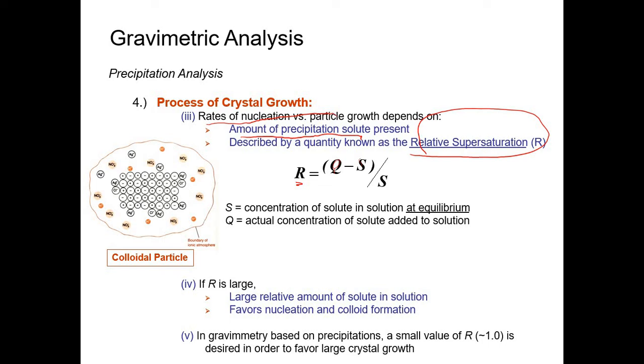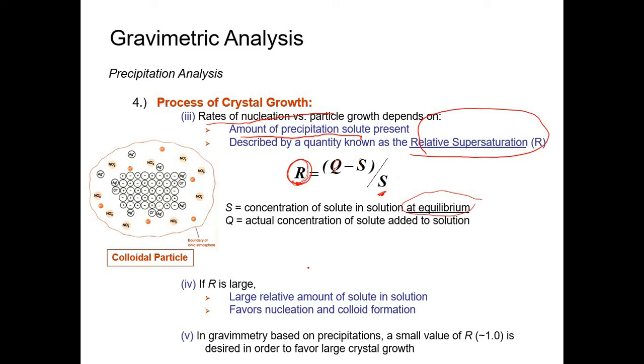Okay? So if this R value is large, this will favor nucleation and colloid formation. So if R is large, that means S is small, right? So that's a small concentration of solute in solution at equilibrium. So this will favor nucleation. Therefore, if it favors nucleation, it favors colloidal formation. We do not want that.